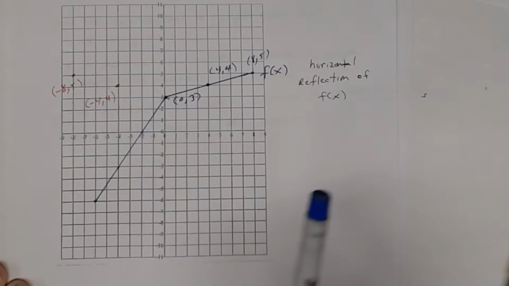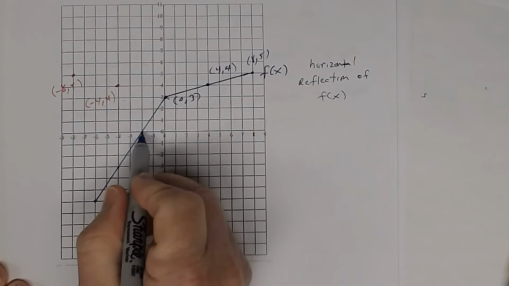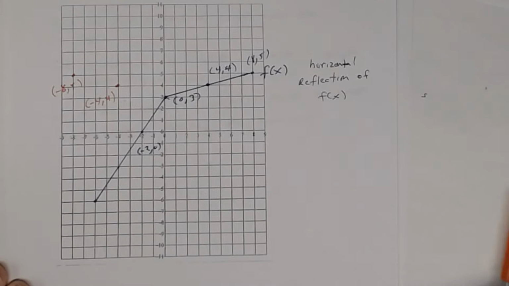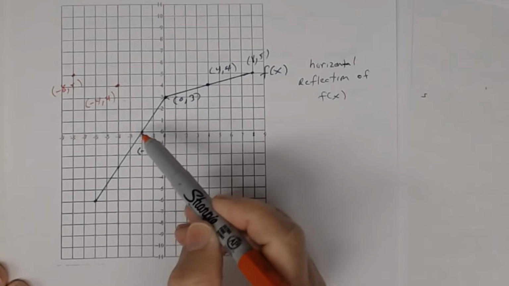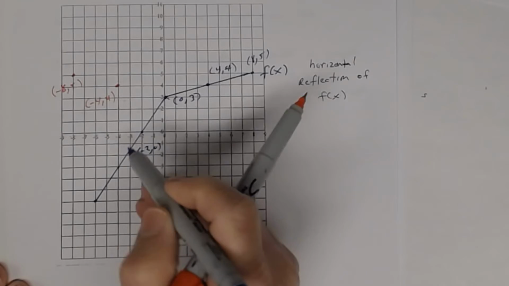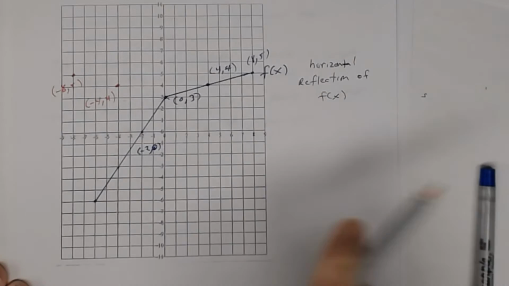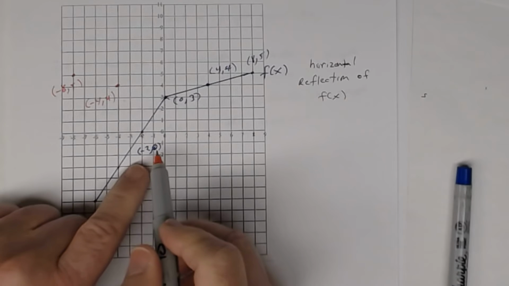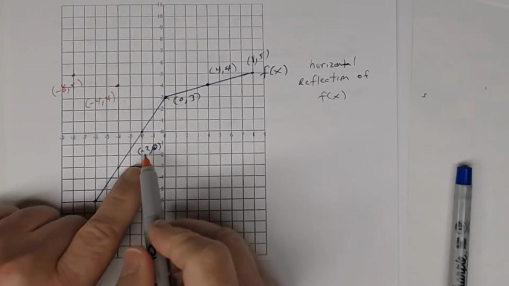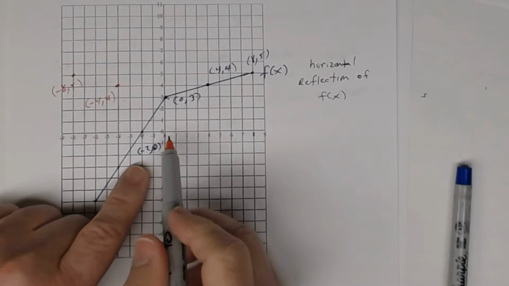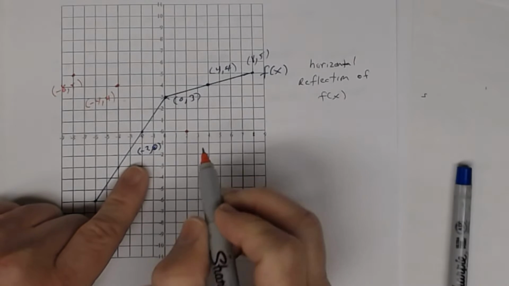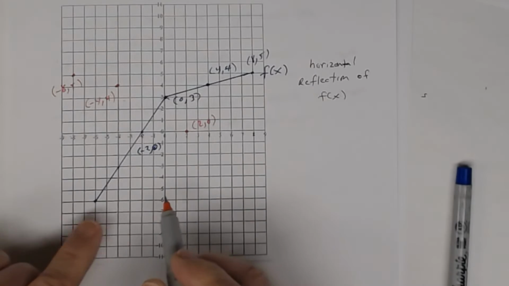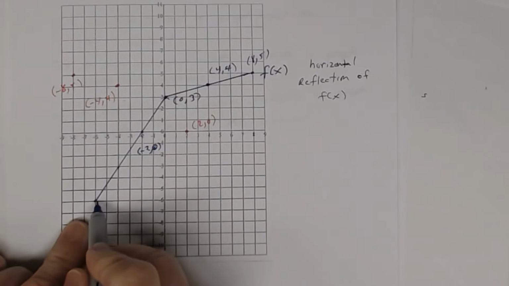Okay. So let's look at this point right here, negative 2, 0. Remember this is 0 right here. When I reflect that point about the y-axis, the y-coordinate stays the same and the x-coordinates are opposites. So 2 units, 2 units here. That becomes the point 2, 0, doesn't it? Okay, 2, 0.